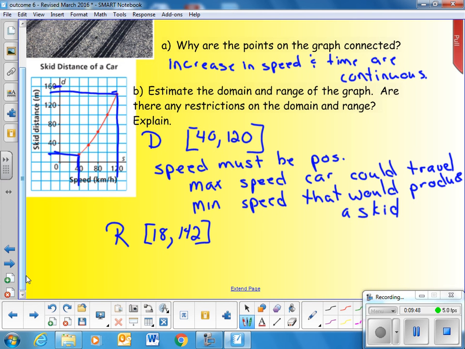Are there any restrictions on the skid distance? Skids could not be negative, so the skid numbers must be positive. Can you think of any others?